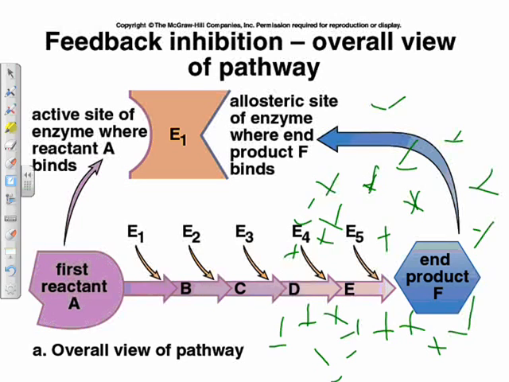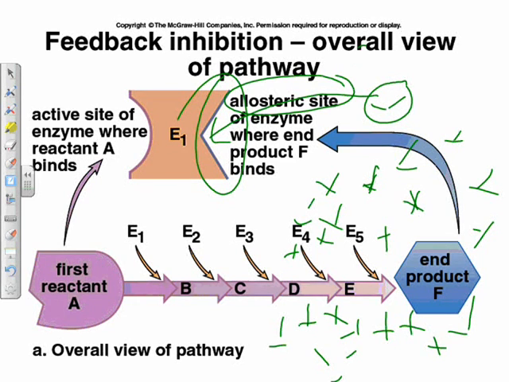They're everywhere. Eventually, one of these end products bumps into our enzyme, usually the first enzyme in our pathway. And it bumps into a specific site on that enzyme. Not the active site, but a different spot. It's called the allosteric, or sometimes feedback, site. And when it binds to that site, what does that cause to happen to that enzyme? It causes it to change shape. And when it changes shape, what did we just do to that enzyme? We deactivated it. We turned it off.